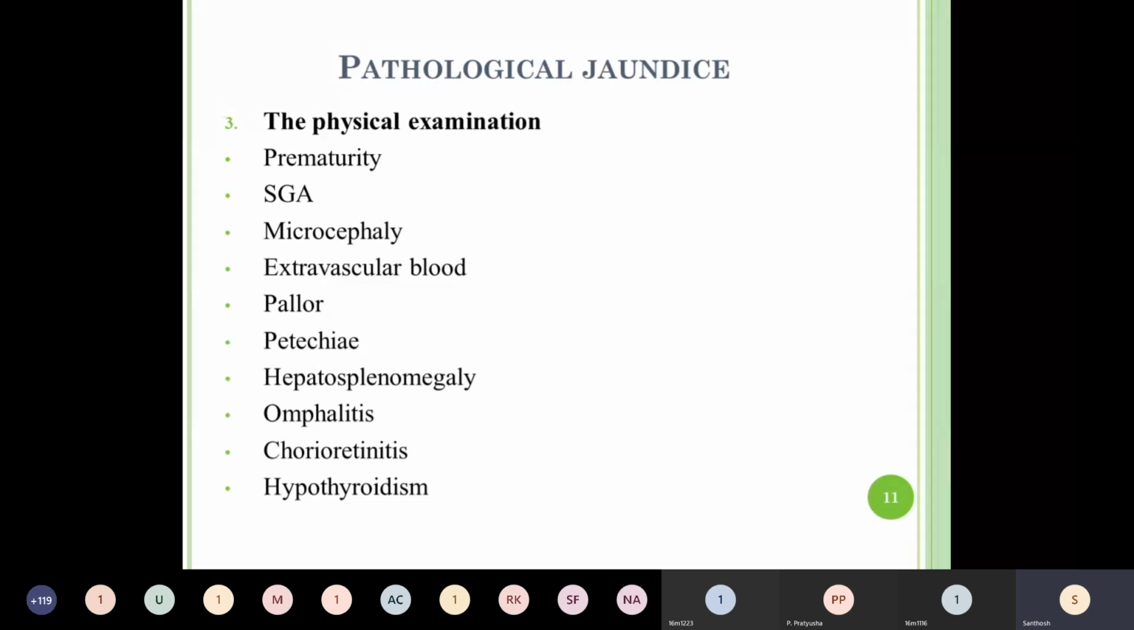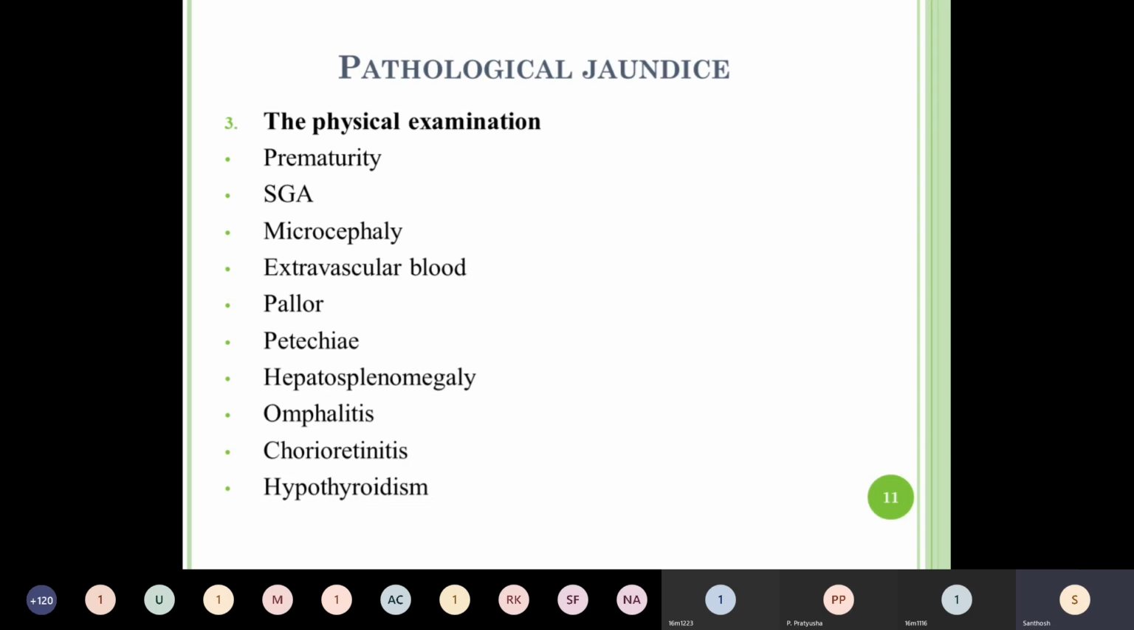Okay. Prematurity, the babies are more prone to hyperbilirubinemia. Then if the baby is small for gestational age, because SGA babies are more prone, or sometimes there can be TORCH infections, and they can be IUGR babies. So there may be a history of TORCH infections in the mother. Okay, then you see whether the head circumference, like microcephaly, is there, indicating again some form of congenital or intrauterine infection. Then collection of any extravascular blood, what do you mean by extravascular blood collection?